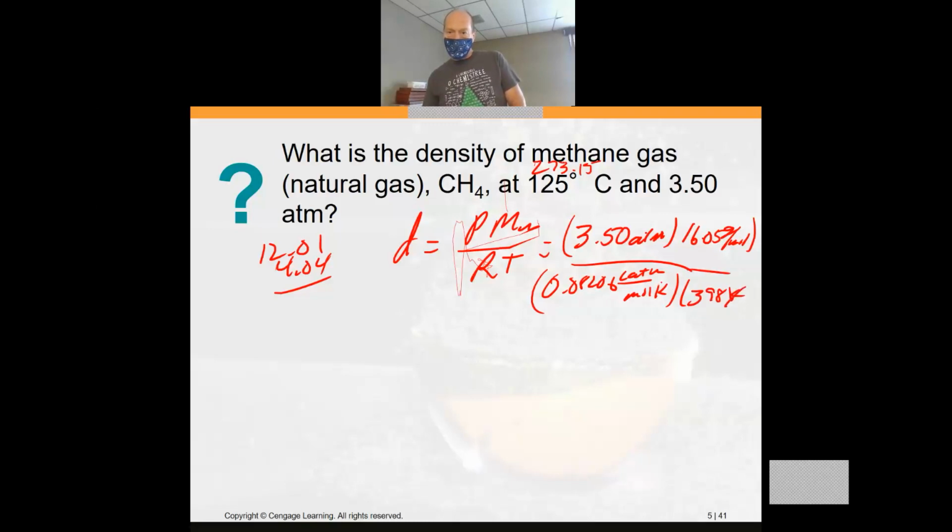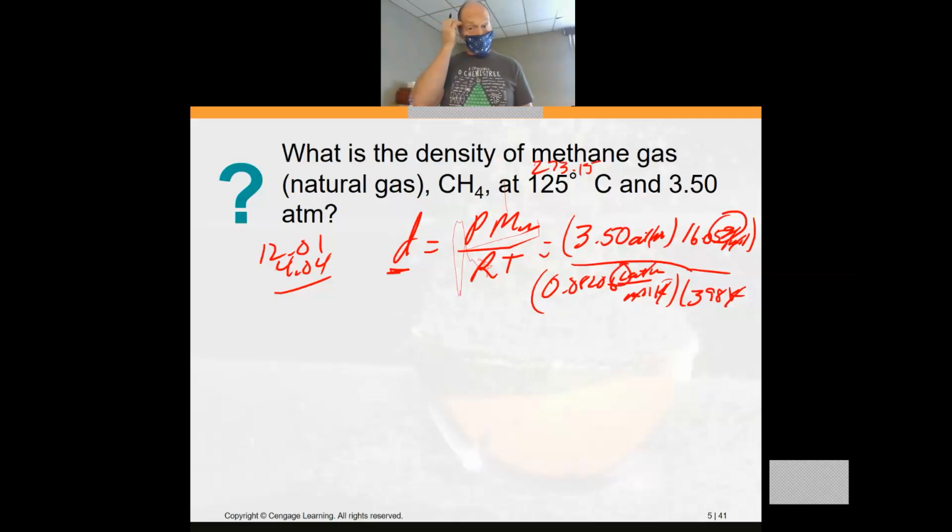All right, so the Kelvin cancels the Kelvin, the moles cancel the moles, the atmosphere cancel the atmosphere. And you'll know if you do the units whether you have the wrong equation or not, because density has to be grams per liter. This is the right equation.